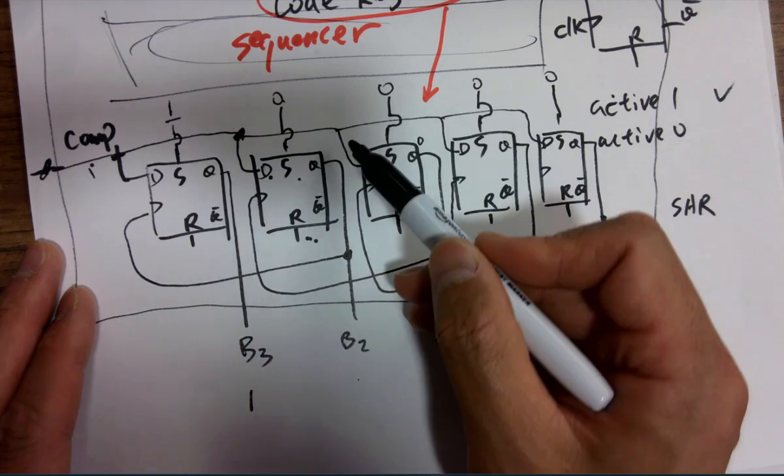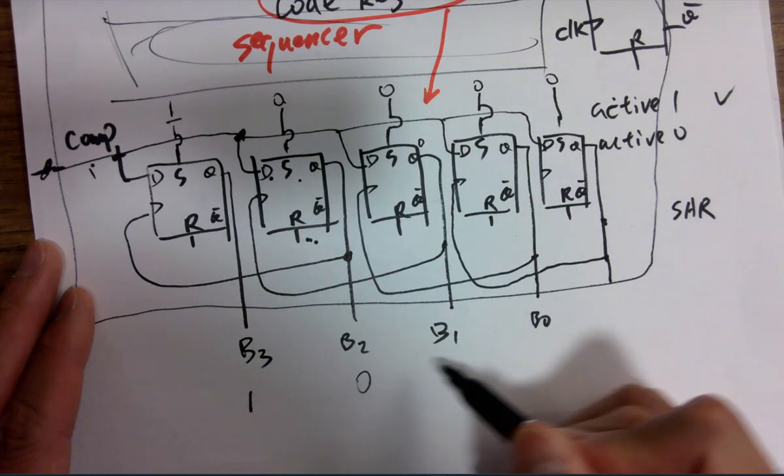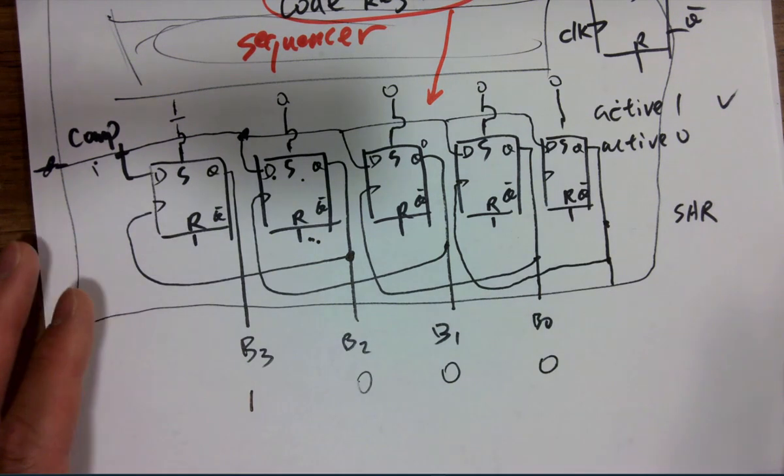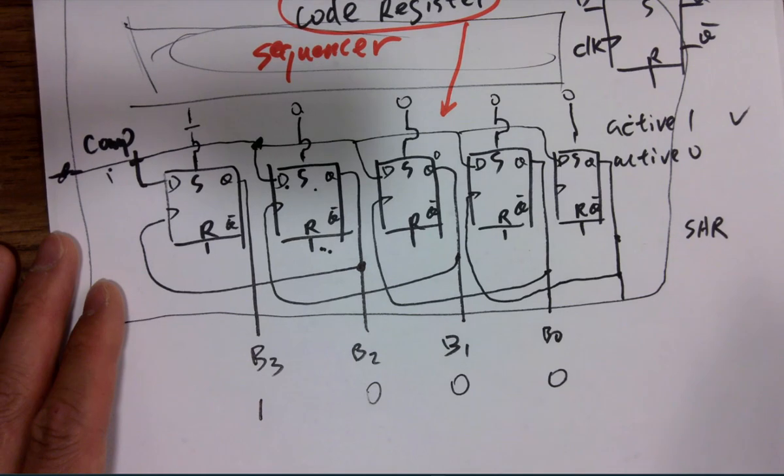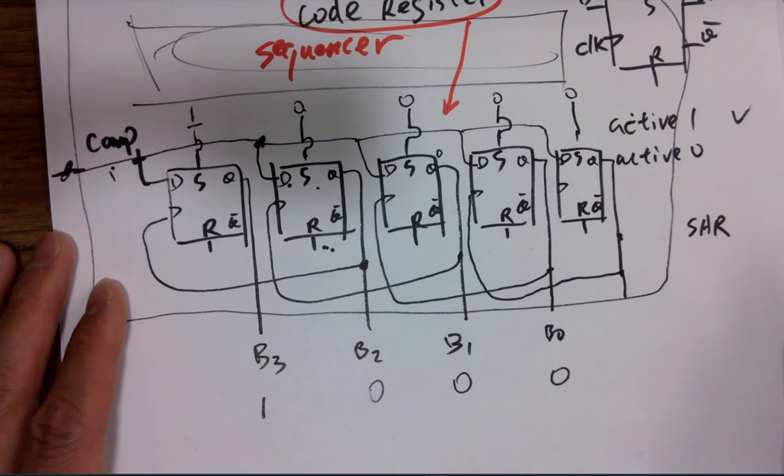Okay? So by default, this should be all zeros as the initial state. Trivial zeros. So what's next?